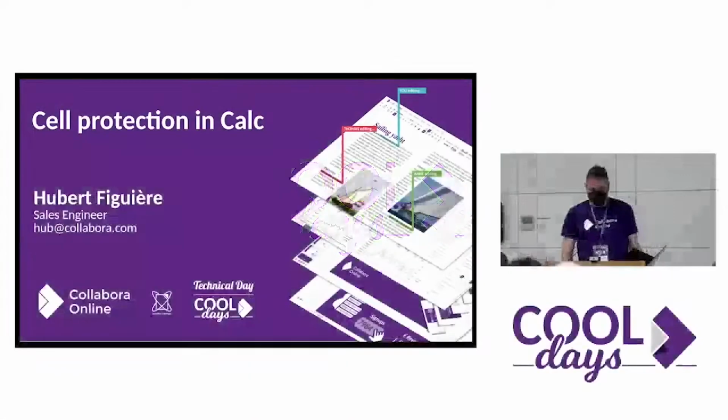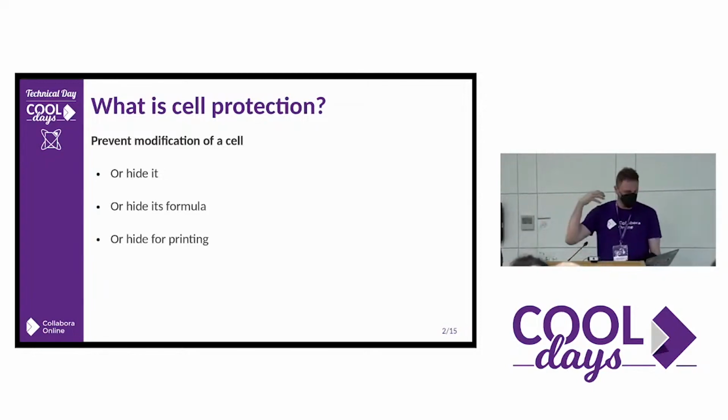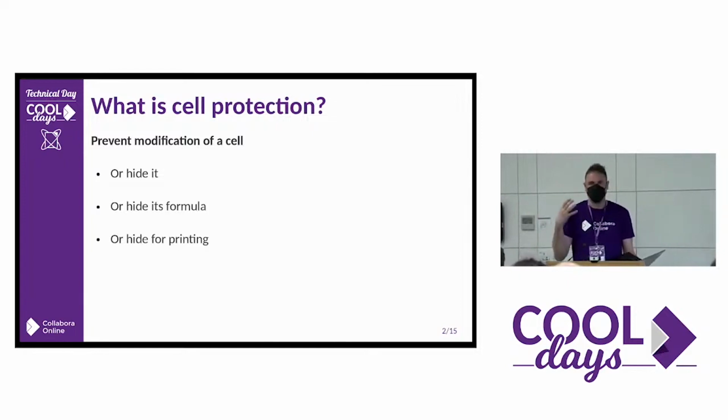Good morning. Cell protection in Calc. So what's cell protection? It's a mechanism that allows preventing modification of a cell, hiding cells or hiding their formula, when you just want to display the result of that secret calculation you have been making, or hiding cells when they are being printed.